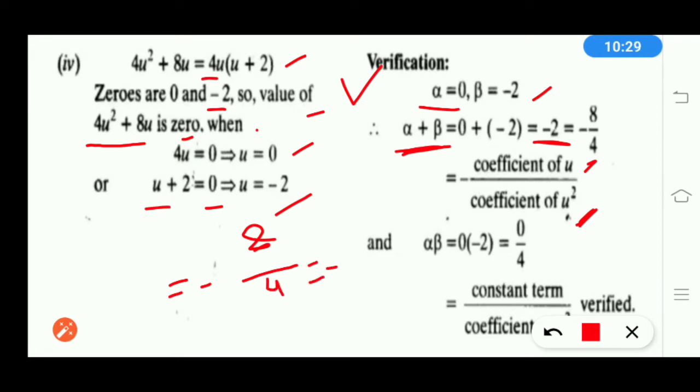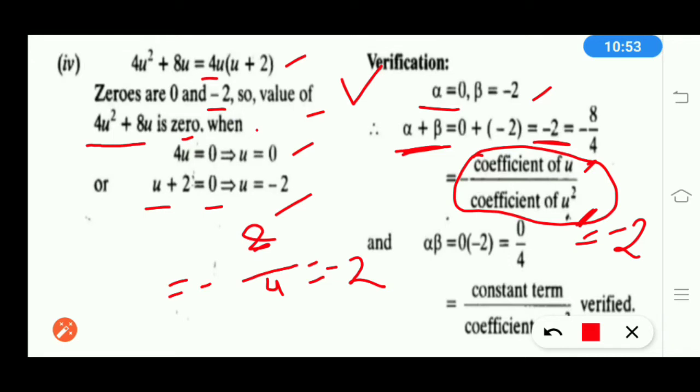So that's minus 2. So the value of this is also minus 2. Clear? That's been verified. Next, alpha into beta. Here alpha equals 0, beta equals minus 2. So alpha into beta equals 0 into minus 2. That means 0.